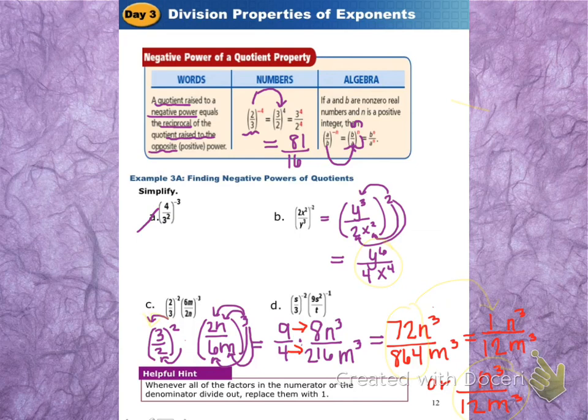And that's it for today, except for one helpful hint, and this is something I see students do over and over again. This is a very common error that students make, and that's just to remember that when you're doing any canceling out, whenever all the factors in the numerator or the denominator divide out, you need to replace them with a 1. Because what we're really doing when we're canceling from numerator to denominator, we're actually dividing. And when you divide something by itself, you always end up with 1.